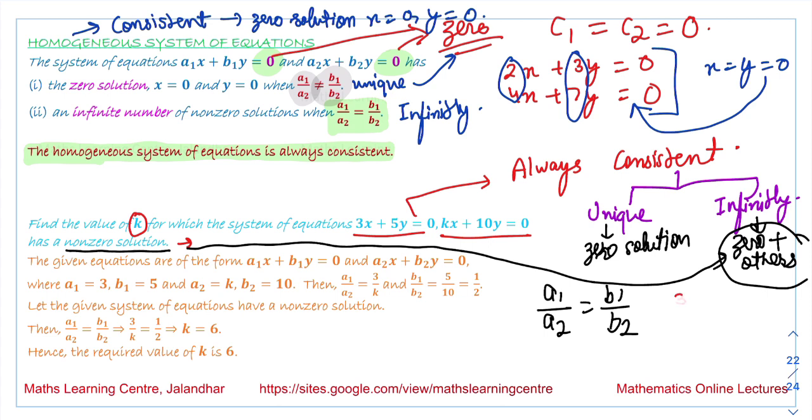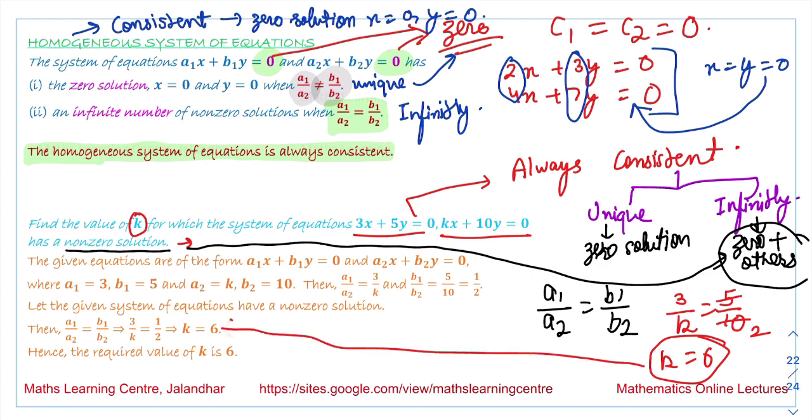The value of a1 over a2 is 3 over k, which should be equal to 5 over 10. These two get cancelled, so the value of k we get is equal to 6. This is the value of k that we obtain. So the required value of k is 6. So for k equal to 6, this system of equations has a non-zero solution.